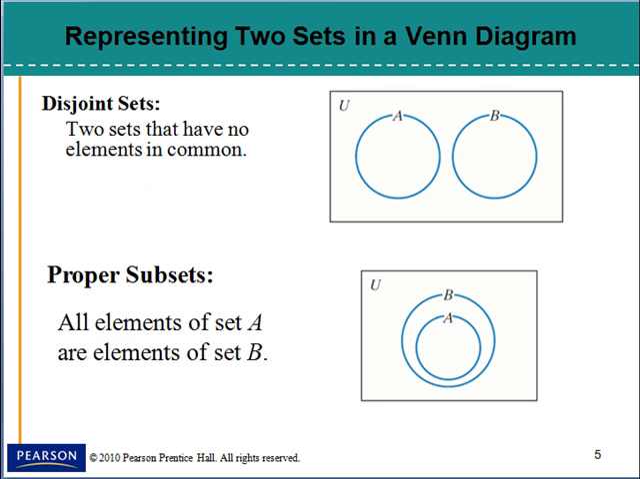Now we represent two sets in the Venn diagram. If there is nothing in common between the two sets, we draw them like so, and they don't touch each other. We call that a disjoint set. Disjoint sets mean the two sets have no common elements. And if we have a proper subset inside the universal set, it means all elements of A belong to set B, and that is how we describe it.